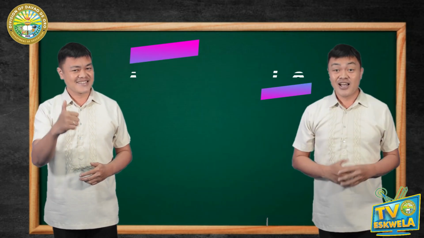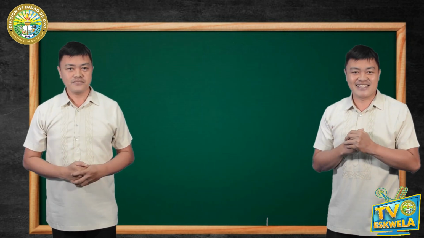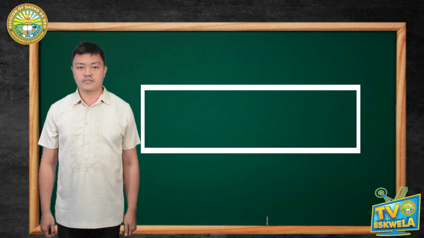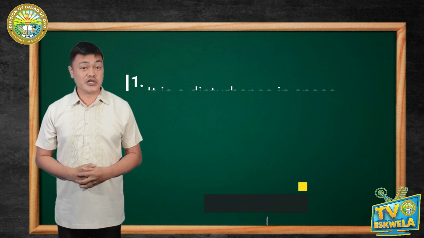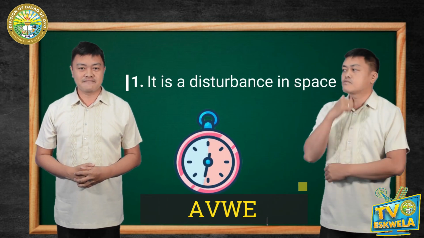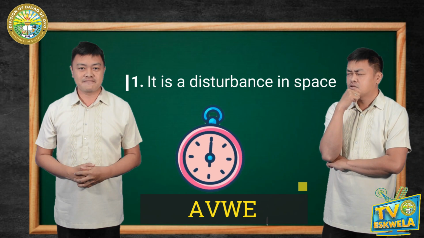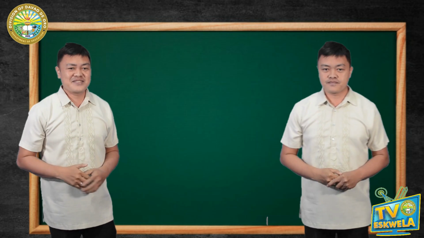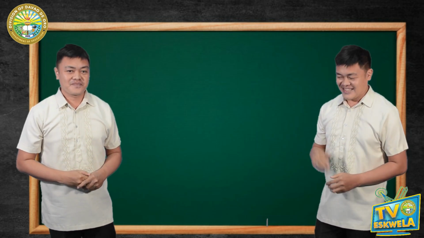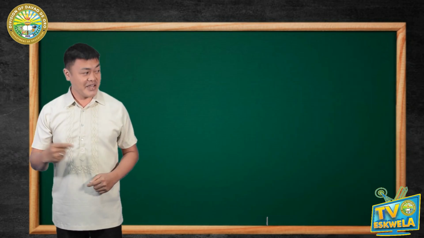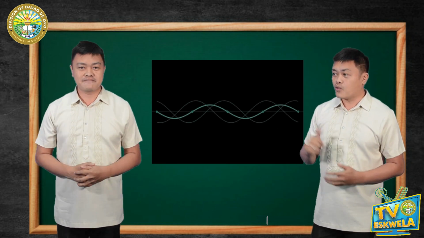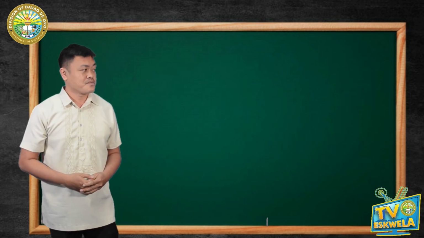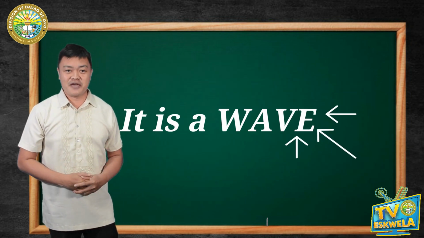Are you ready? Okay, I'm excited. Right, let's begin. Time starts now. Number 1, it is a disturbance in space. Abwe? That's the jumbled word. Here's the clue. That's a wave. Perfect. It is a wave.